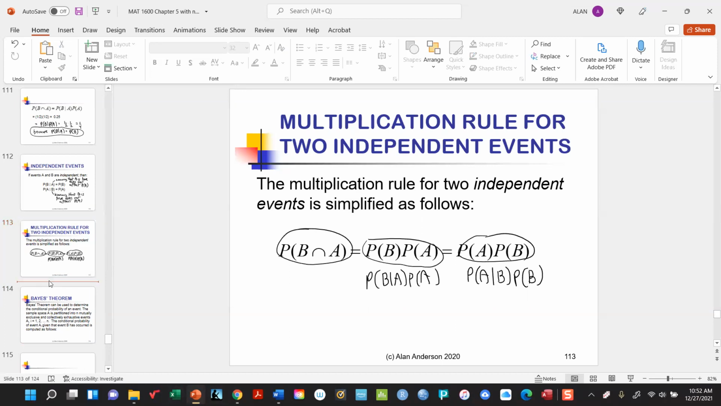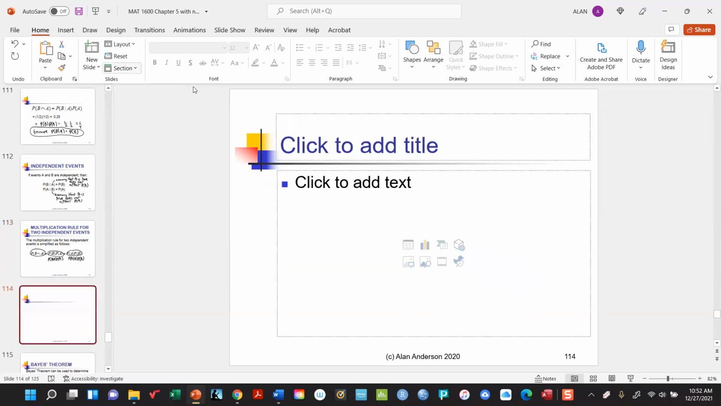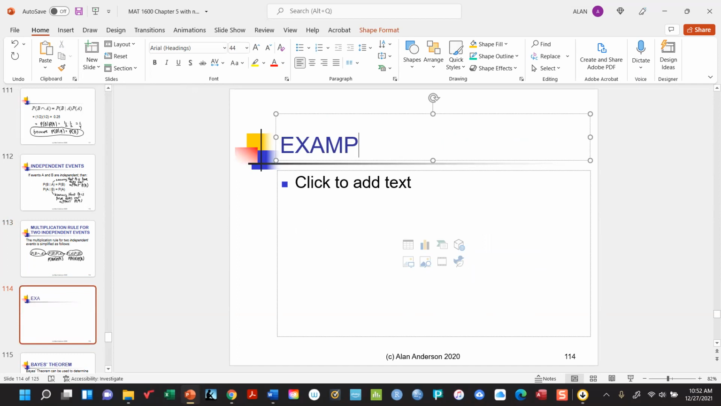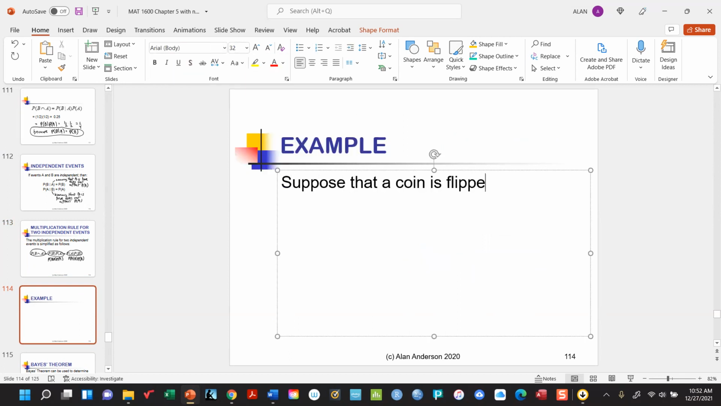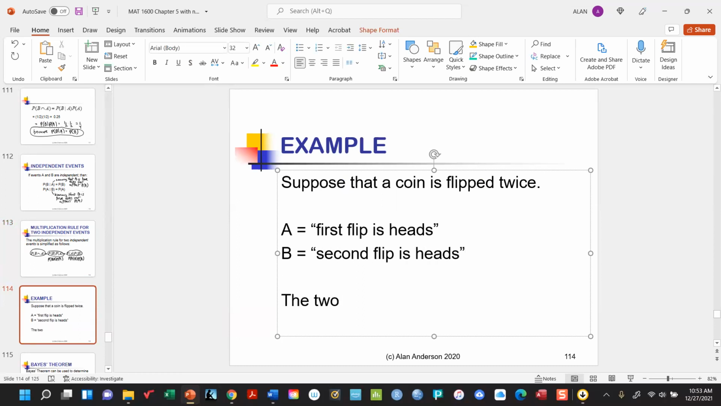So let's try another quick example. Suppose that a coin is flipped twice. A is the first coin, first flip is heads. Now, the two flips are clearly independent of each other. In other words, when you flip a coin and it turns up heads, the coin doesn't remember that it was heads. And the next flip is just as likely to be a head as the first one.